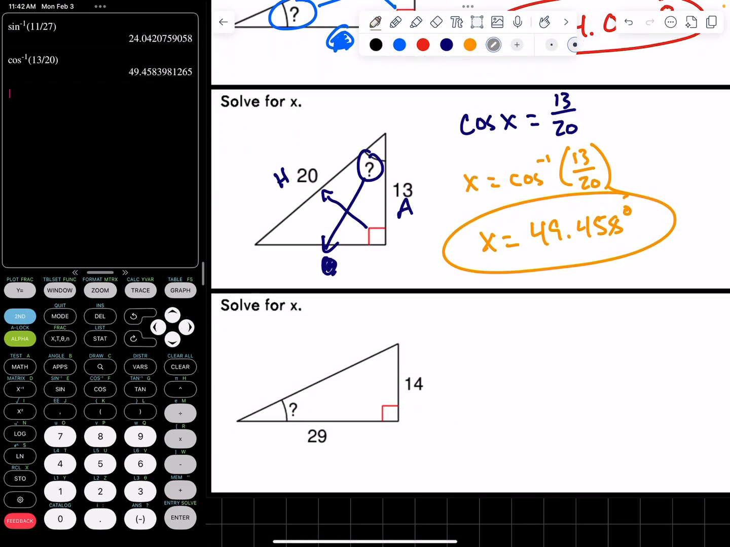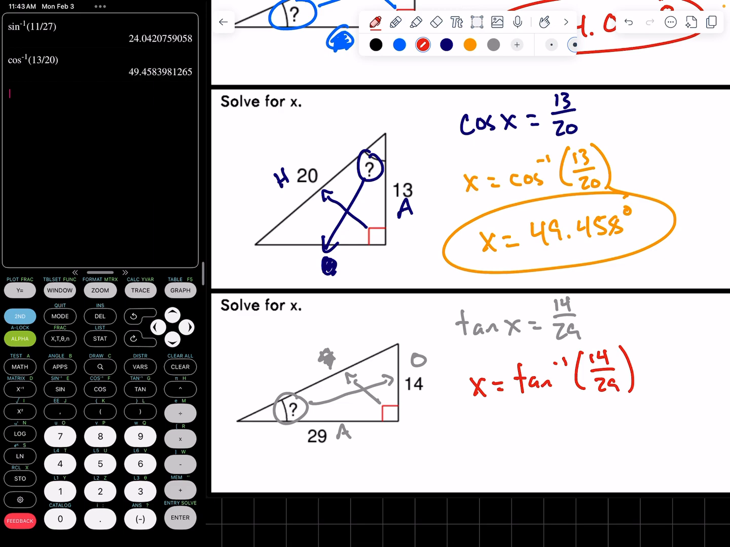Down here, we've got our hypotenuse, opposite and adjacent, no hypotenuse, so we're going to be using tangent of x equals opposite 14 over adjacent 29. So the tangent inverse, x equals tangent inverse of 14 over 29.